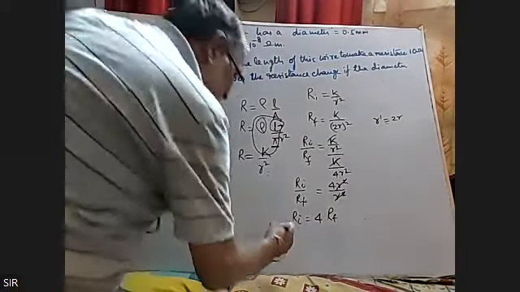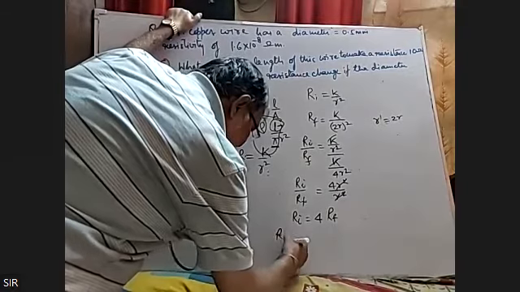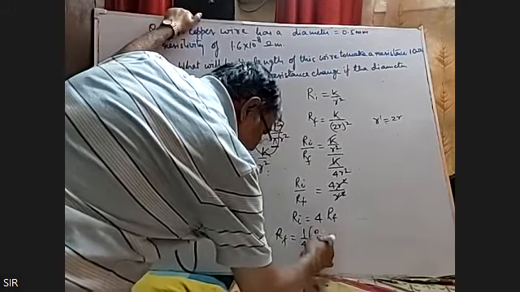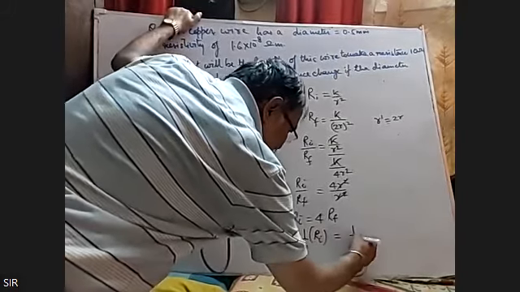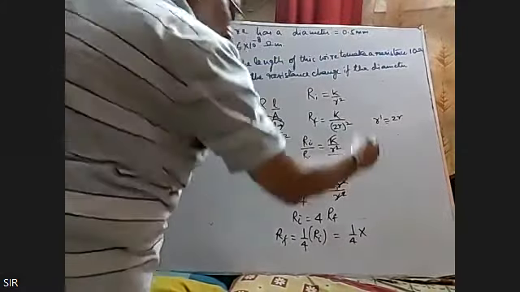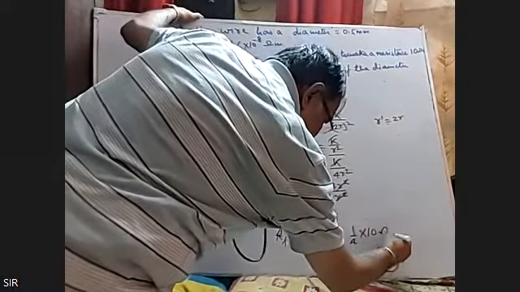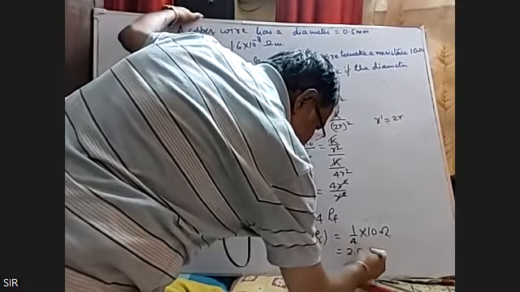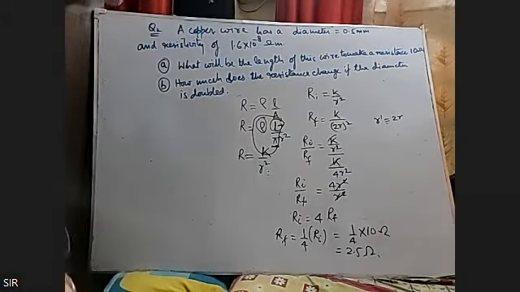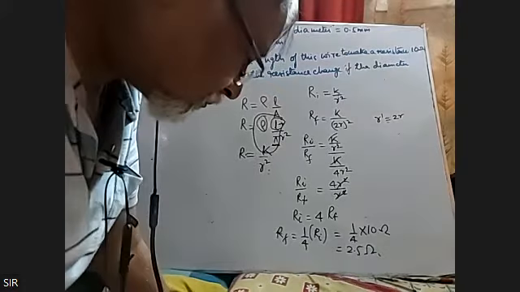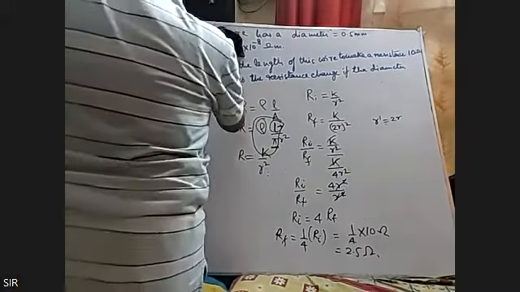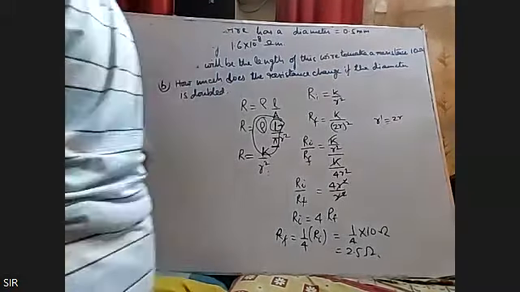But they have asked R final will be 1 upon 4 times R initial. That means 1 by 4 into how much resistance was given? 10 ohm. That is 2.5 ohm. Is this absolutely clear now? Okay.